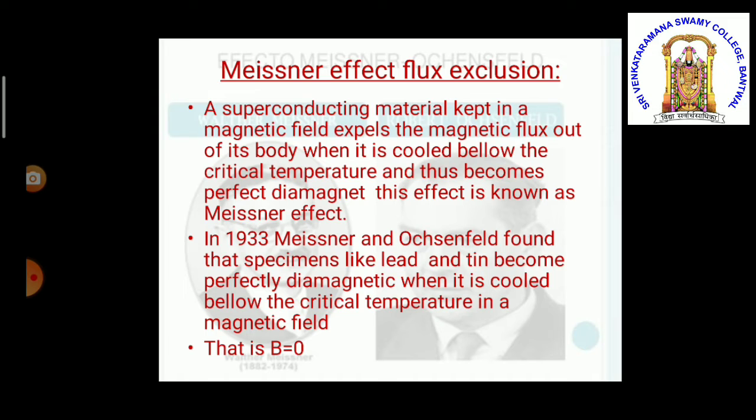In 1933, Meissner and Ochsenfeld found that specimens like lead and tin at their critical temperature become perfectly diamagnetic, even though they have been cooled in the magnetic field. That means inside the superconducting material, the magnetic field is always equal to 0.